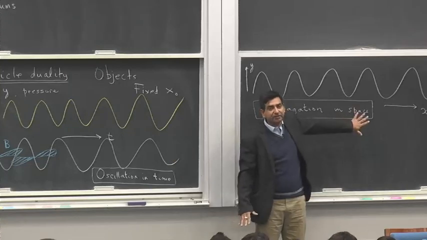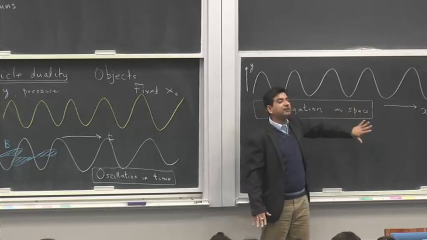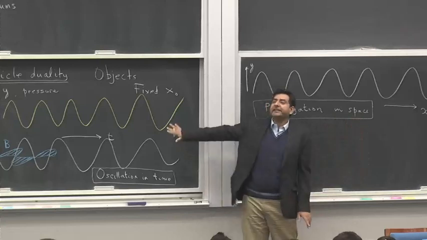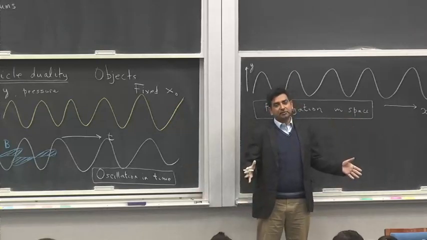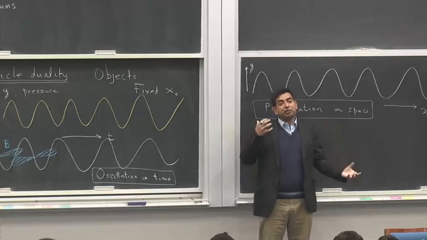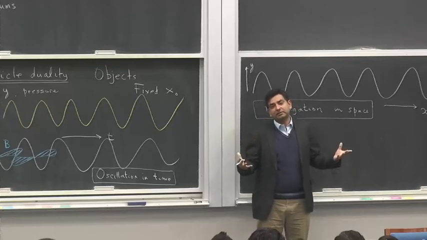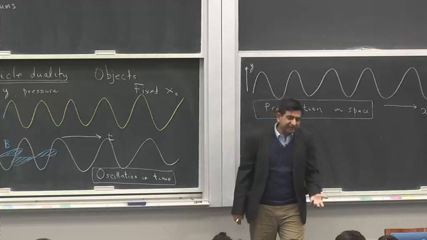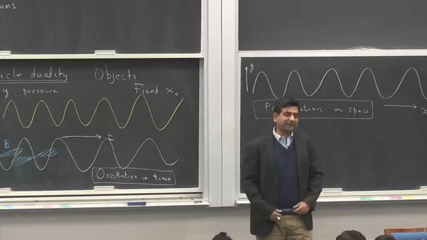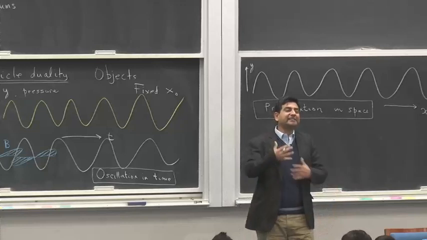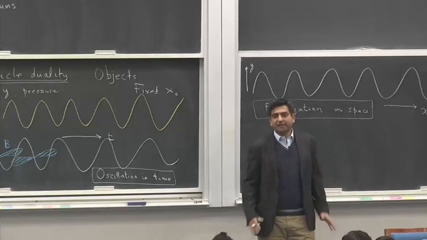This is spatial. I'm using this word spatial with respect to space. Anything with respect to time is called temporal. So a wave is a spatio-temporal phenomenon. Now, physicists always like mathematics. And there is an inescapable relationship between physics and math.